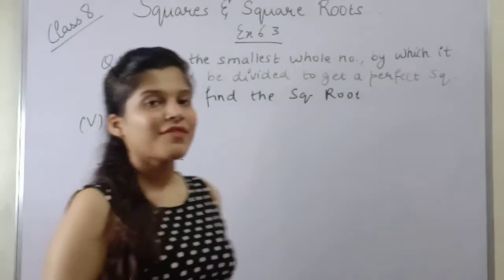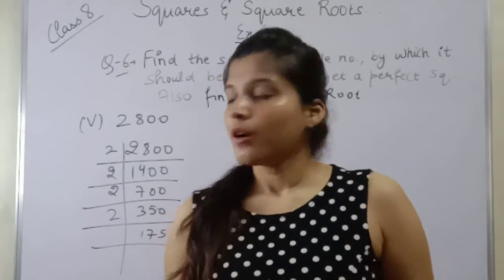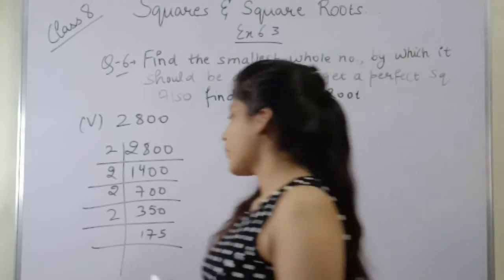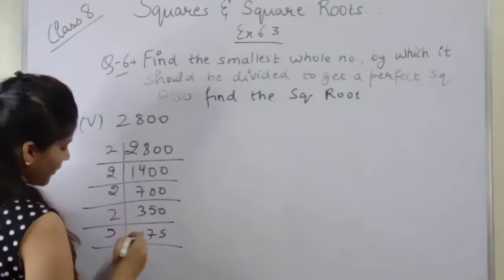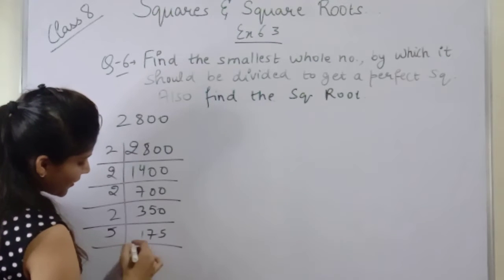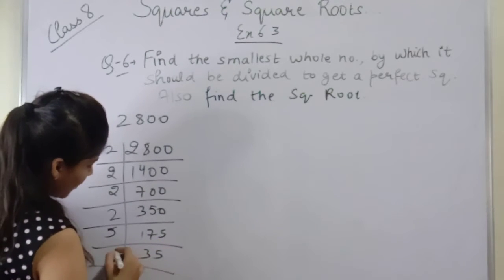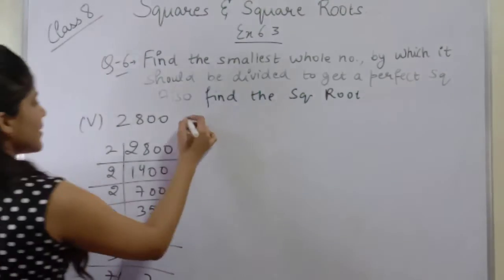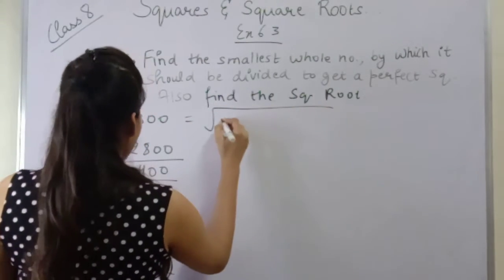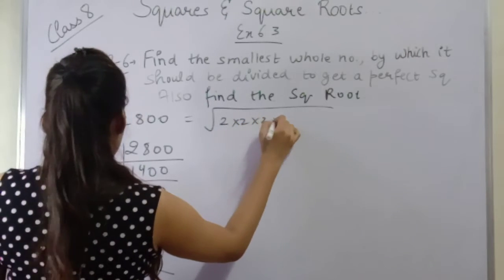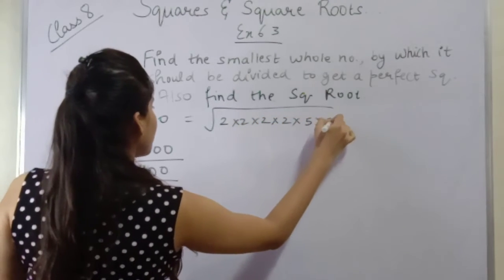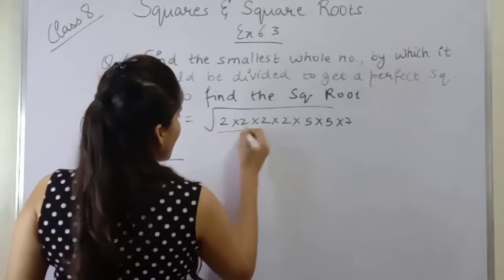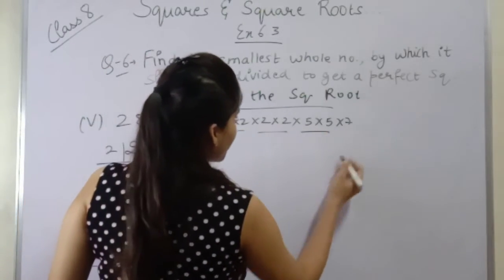Now 175 is not a multiple of 2. 175 is not a multiple of 3 also. So now we will divide this number by 5. 5 3s are 15, 5 5s are 25, 5 7s are 35 and 7 1s are 7. So our factors are 2 into 2 into 2 into 2 into 5 into 5 into 7. Okay, let's start making pairs. First pair, second pair, third pair.